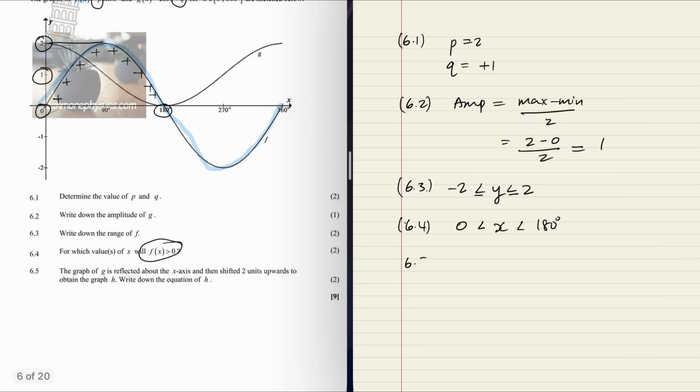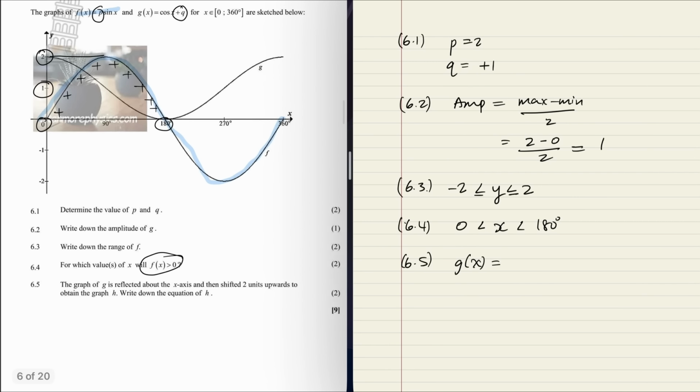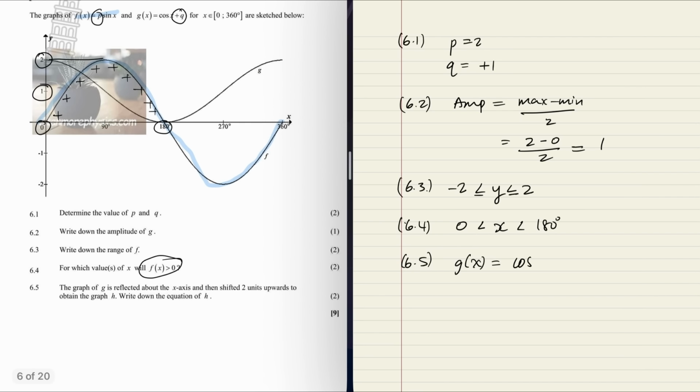Now question 6.5 is asking: the graph of g, so the cos graph, is reflected about the x-axis and then shifted 2 units upward to obtain the graph of h. Write down the equation of h. So let's start with g of x. So g of x is going to equal cos x plus 1.